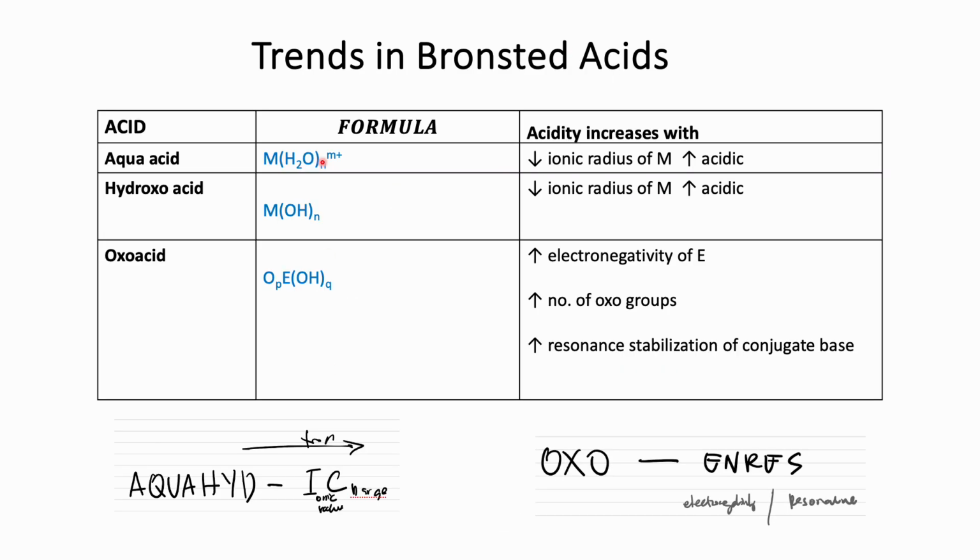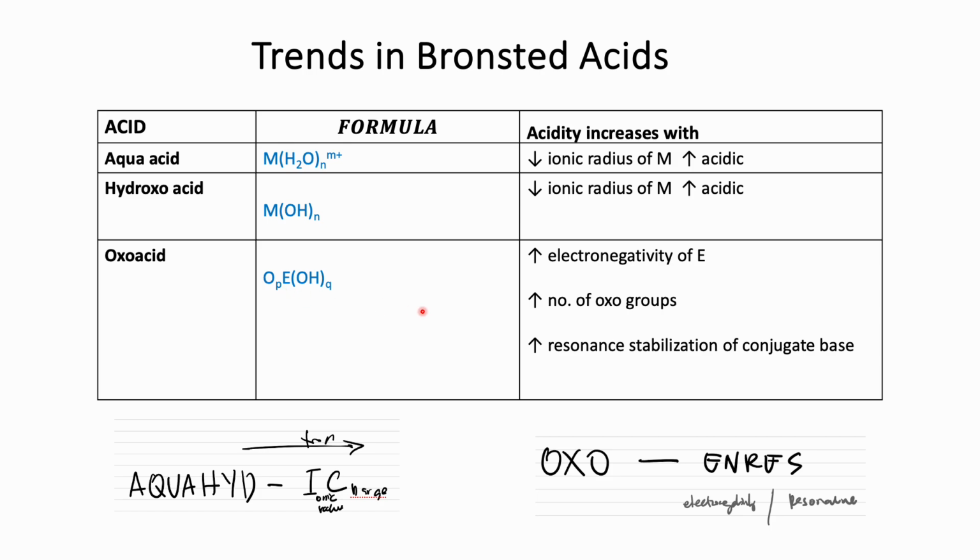Alright, turning to the Brønsted-Lowry acid definition. This is your summary, so for those who are lazy, you try to look into this one. You have your acids: aqua acids, hydroxy acids, and oxo acids. This is the formula of your aqua acid. Aqua means water, hydroxy means hydroxy, oxo means you have an oxo group.